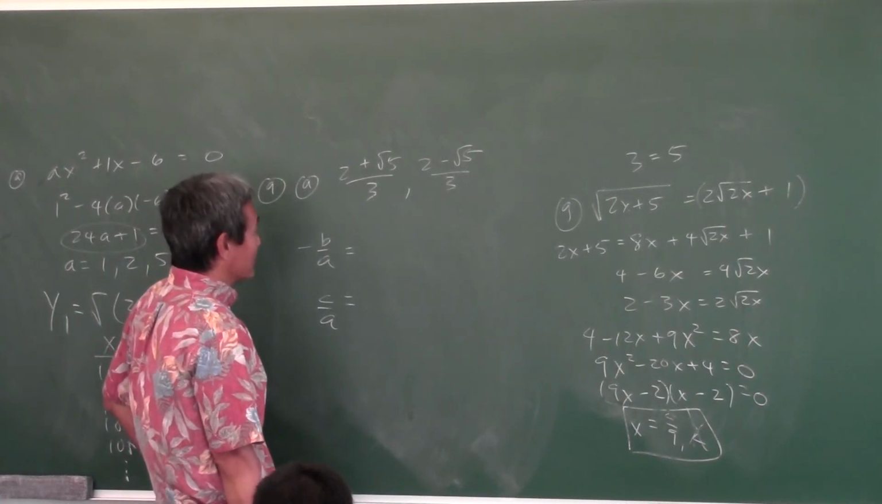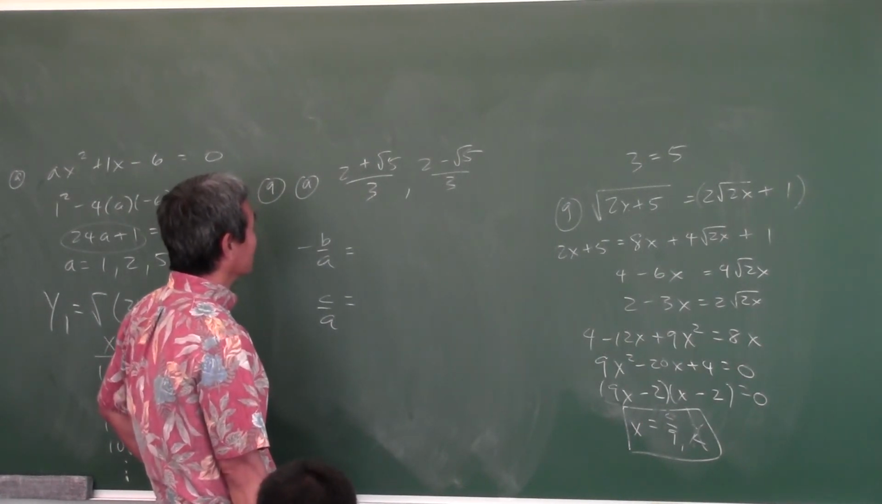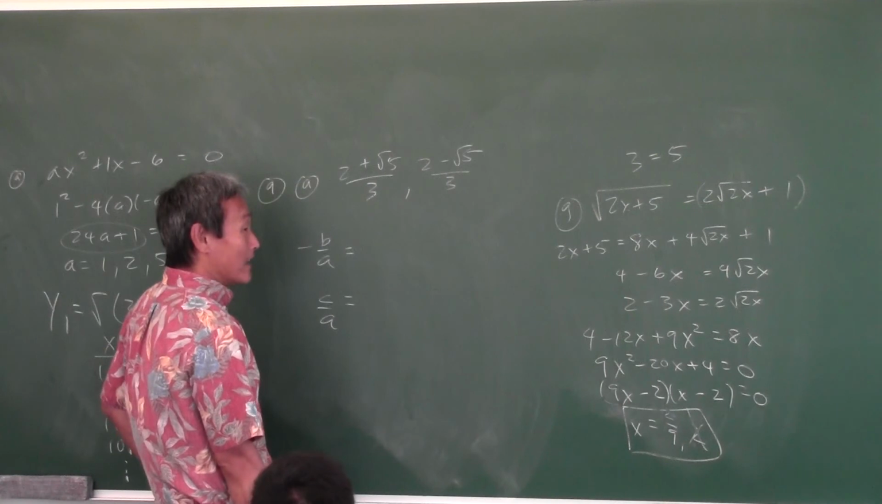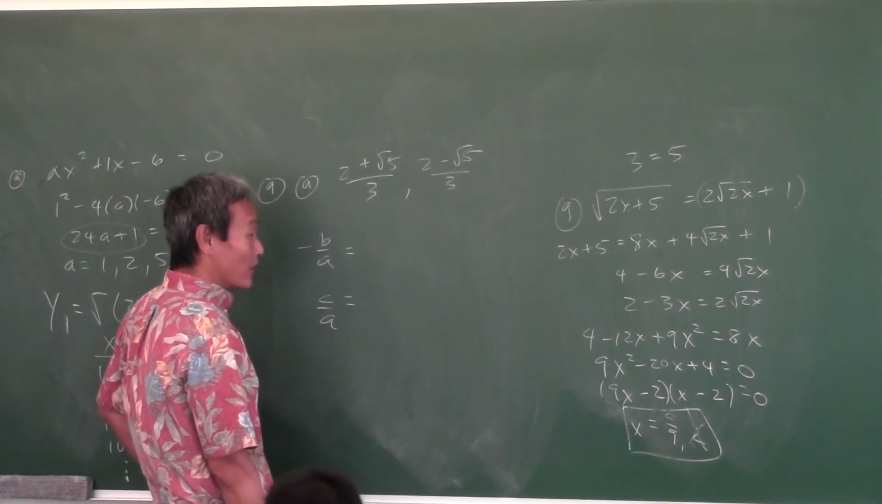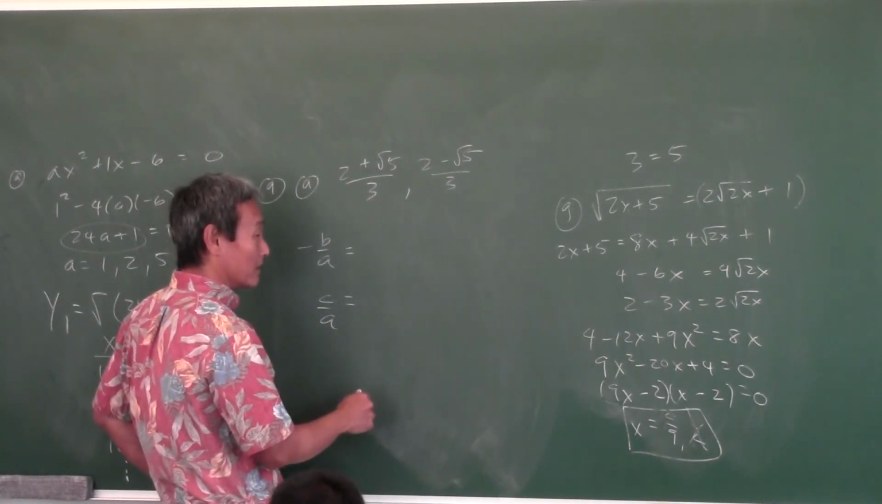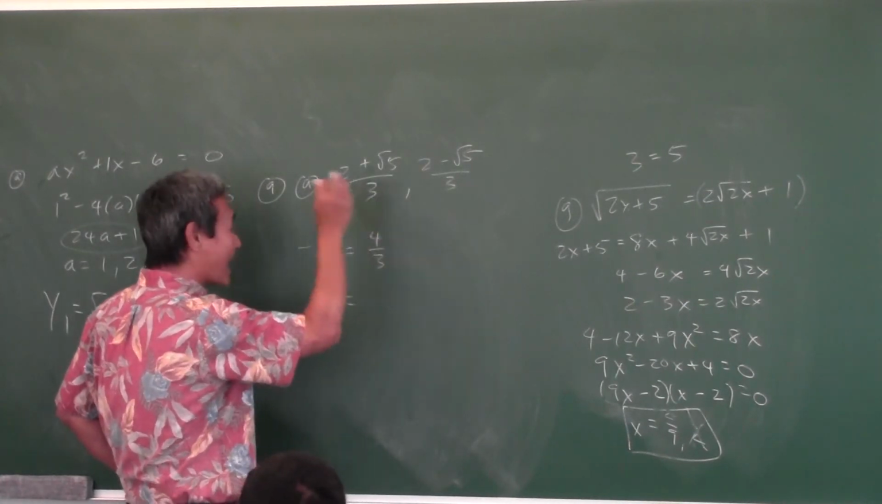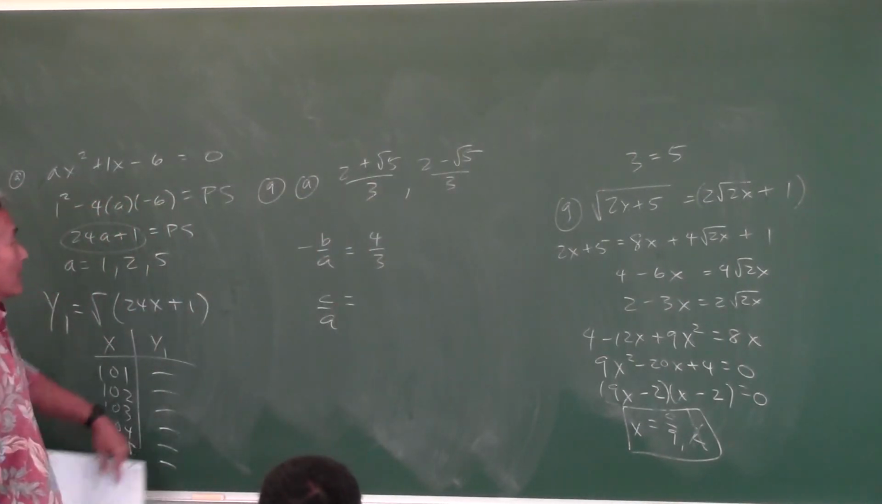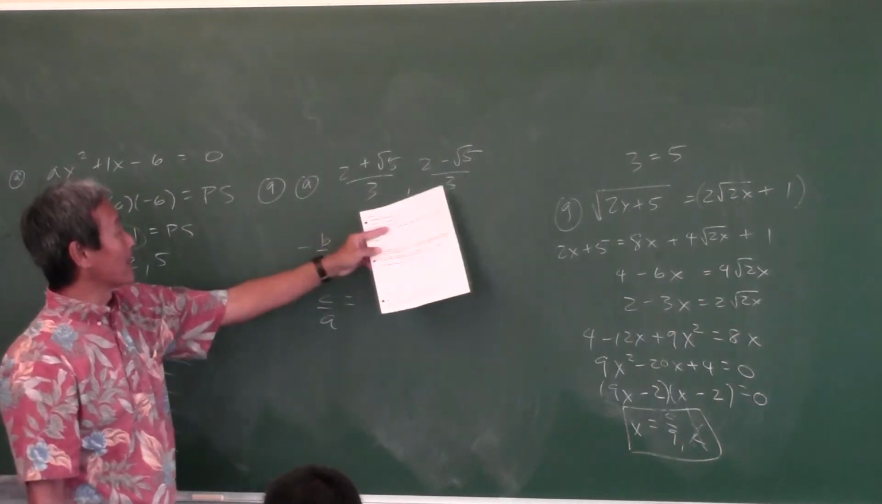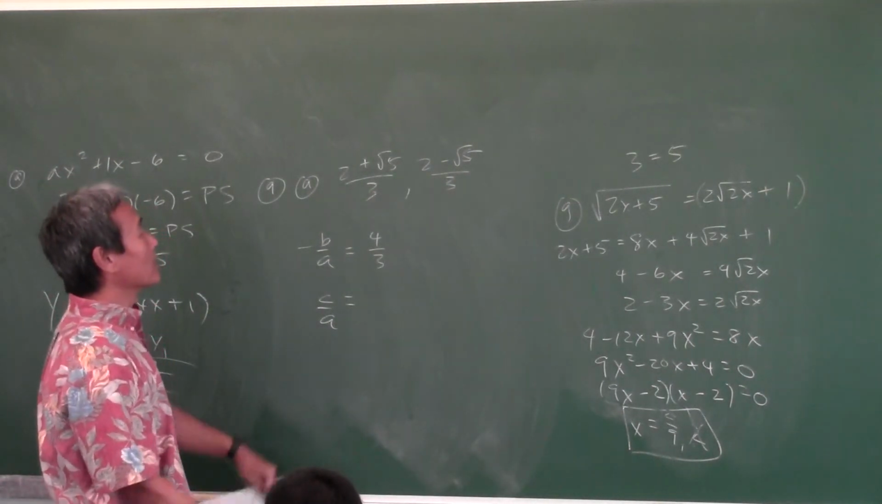I'll give you a hint. The root 5's cancel out. We cannot even add 2 fractions together. What is 2/3 plus 2/3? 4/3. Oh my gosh. If we cannot add, you're in trouble. You're just in trouble. Multiply the 2 roots together. Multiply them. How do you multiply fractions?